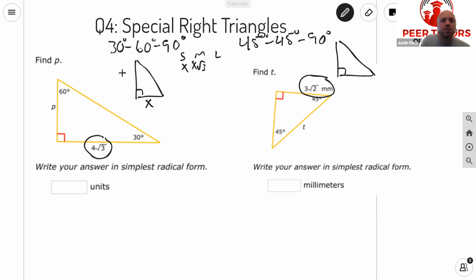X √3, so that is the medium side. And the large side is 2x. So whatever the small side is, the large side is double. And you might say, Mr. Field, how am I supposed to know which is which when I don't know the side lengths? And that's a good point.